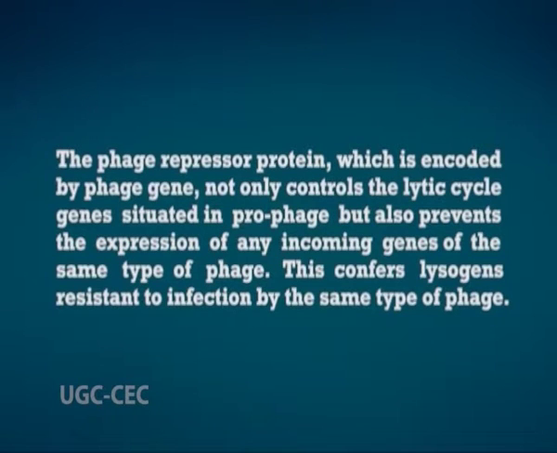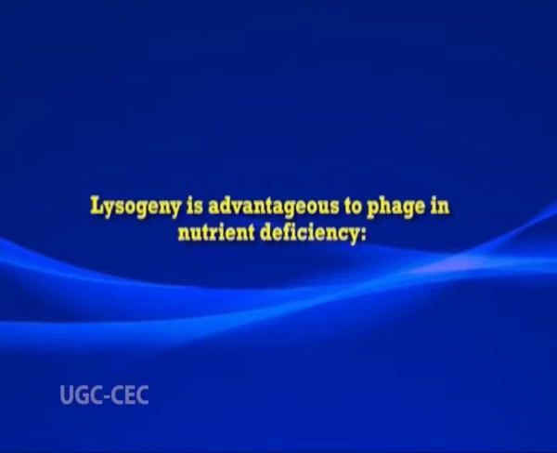The phage repressor protein, which is encoded by the phage gene, not only controls the lytic cycle genes situated in the prophage, but also prevents the expression of any incoming genes of the same type of phage. So this makes the lysogen resistant to infection by the same type of phage. The second significance is that lysogeny is advantageous to the phage in nutrient deficiency.